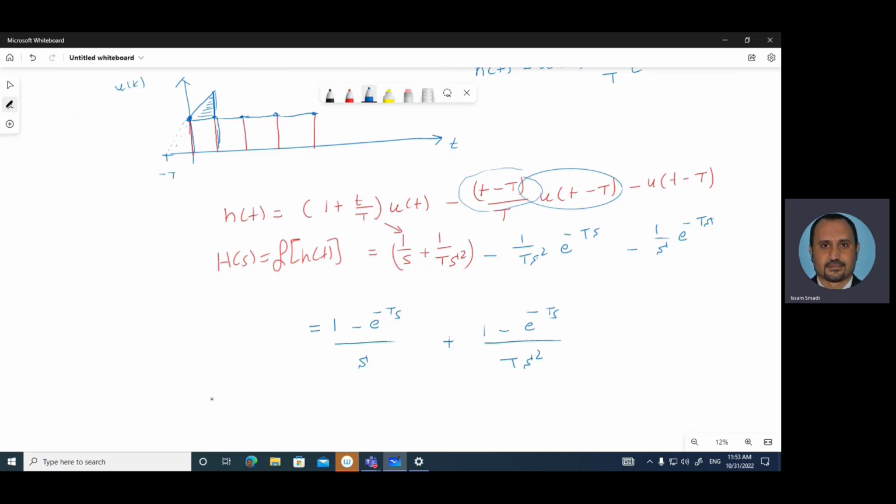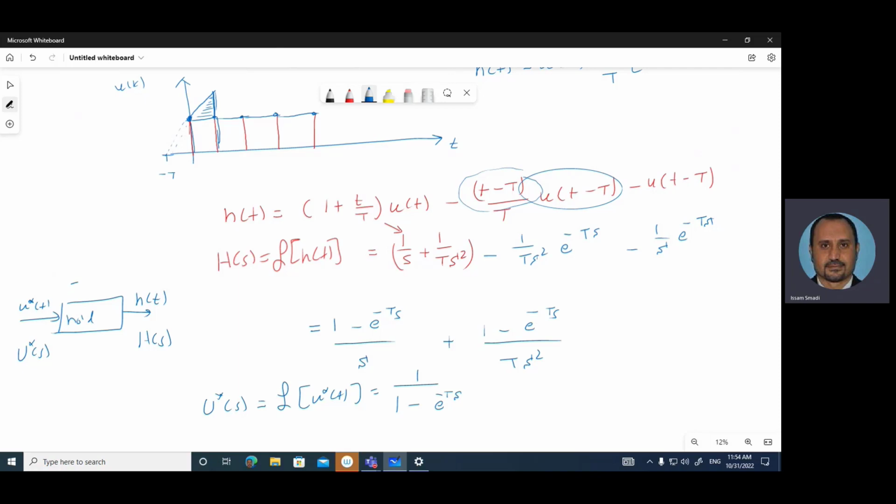Now, we know that U star of s, because now I'm at the hold circuit, has an input which is u star of t, correct? So U star of s, if you remember, was the Laplace of u star of t, which was 1 over 1 minus z to the minus 1, and z is equal to exponential minus Ts, correct? So this will equal 1 over 1 minus exponential minus Ts. So now this is the h of t. So here is U star of s. Here is H of s.